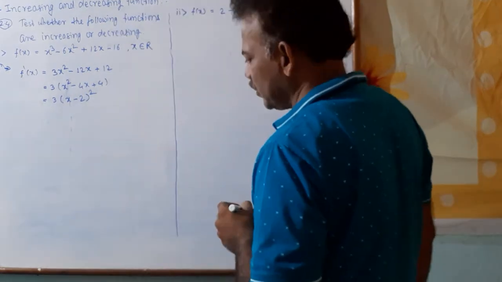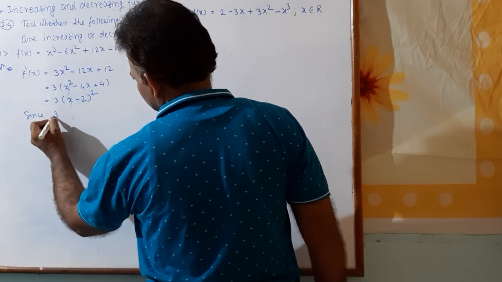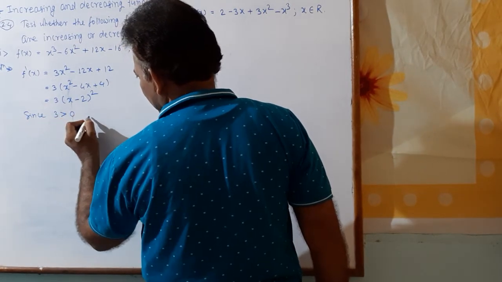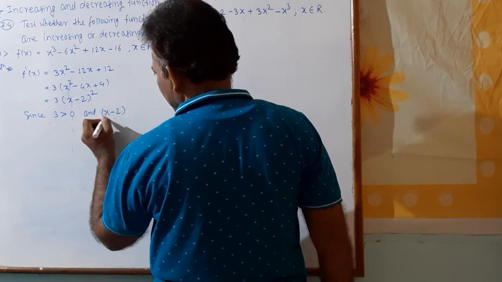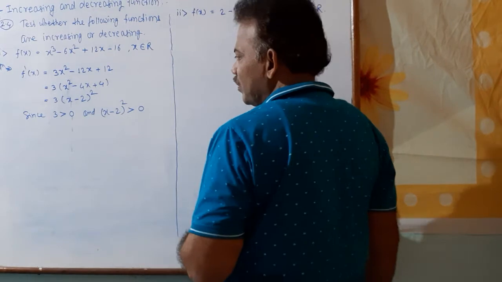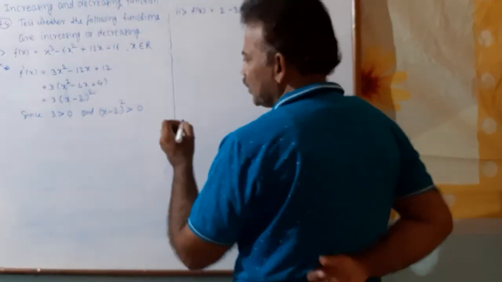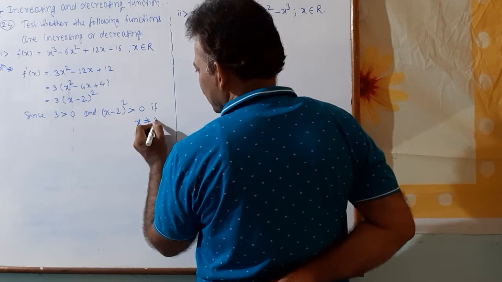So we get 3 into (x minus 2) whole square. Since 3 is always positive, greater than 0, and (x minus 2) whole square is also positive because the square is there, the bracket square is greater than 0 if the condition x is not equal to 2 holds.